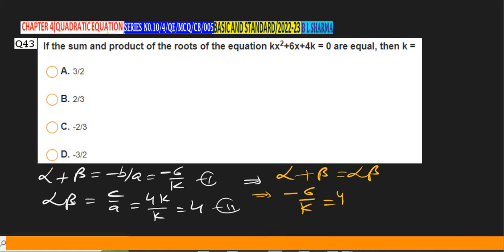So on cross multiplication, minus 6 upon 4 is k. So k is minus 3 by 2. So D is the correct option.